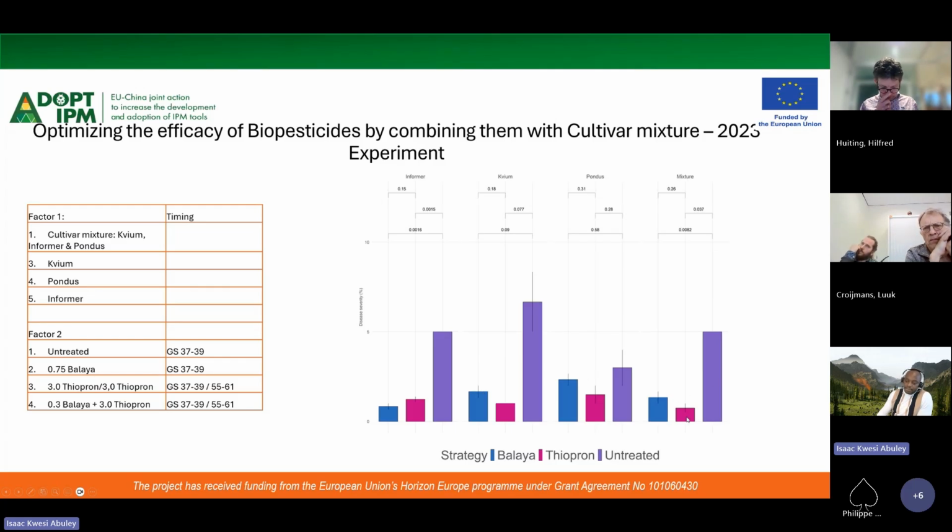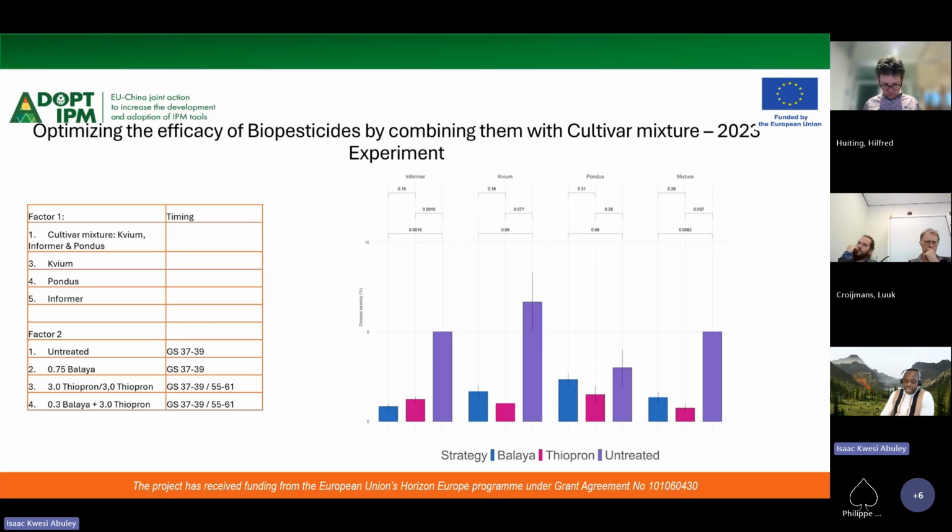A very striking effect we see here is the effect of Theoprone. When we see Theoprone in a mixture, there is a much better performance compared to when you use Theoprone, for example, in Pundos alone. However, if you compare it statistically across, we don't see any significant difference between them.